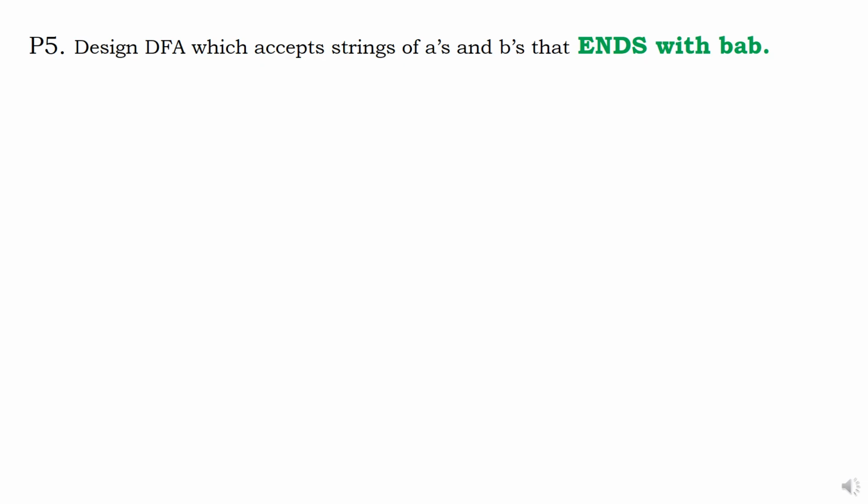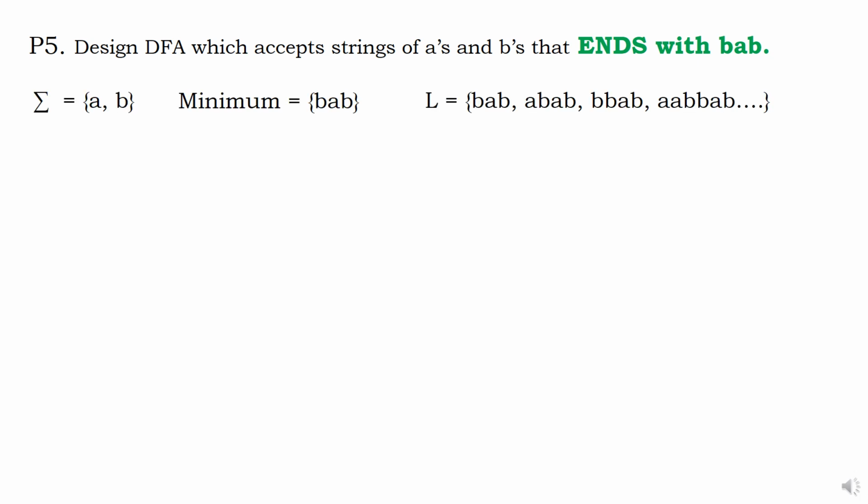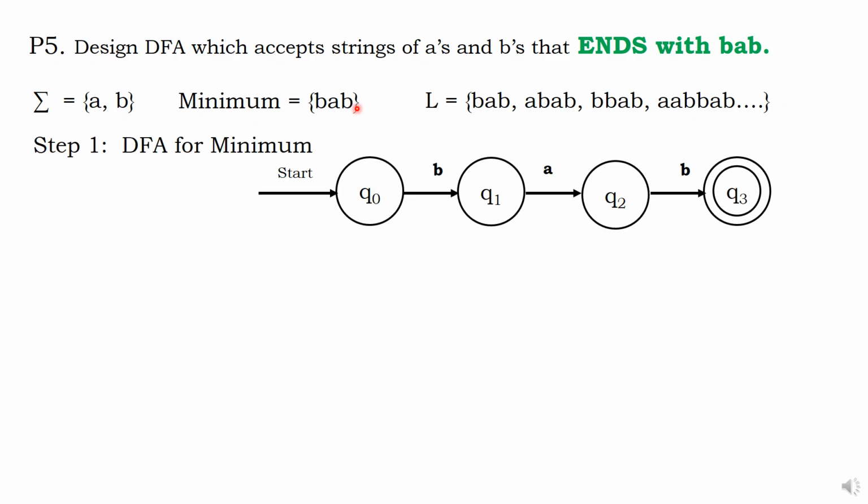We are going to solve the problem only with the procedure. So the minimum requirement is BAB. The alphabet is A, B. Whatever language we show here, all the words end with BAB. Now let us draw the minimum requirement. BAB, 3 alphabets, 4 states. Ready. Q0, B, Q1, A, Q2, B, Q3. BAB, 4 states.